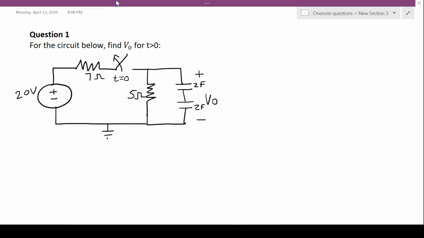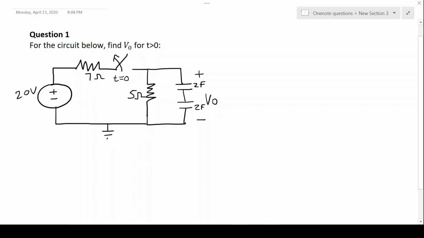So the question we're going to be looking at reads as follows. For the circuit below, determine V0 for t greater than 0. The voltage V0 is the voltage that we see between the two capacitors that are connected in series. Right, so what type of circuit do we have here?